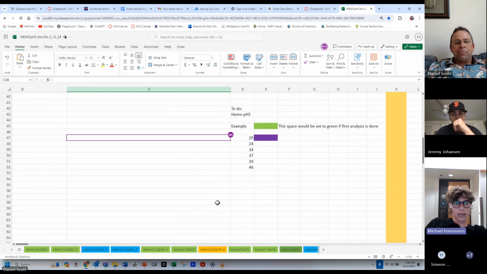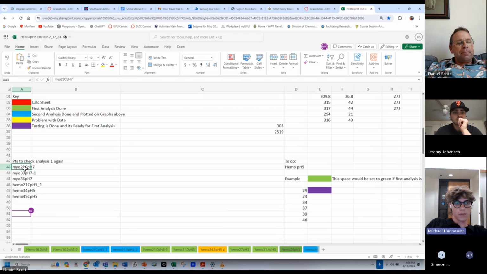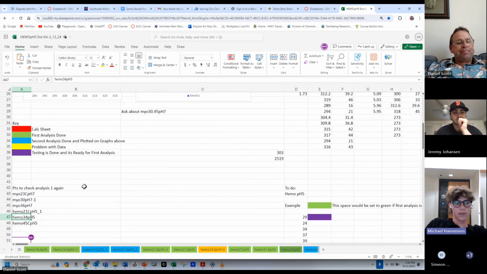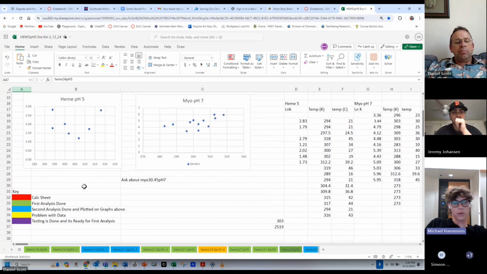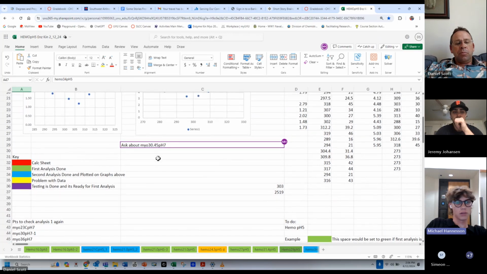And then there's points to check again for analysis one. I figured those out just from the graphs at the top. Some of the points didn't make very much sense. So these are just points to look over at analysis one again, make sure we got the slope correctly. And if not, then we may have to redo those points. That's essentially it. And then I have to ask about Mayo 30.45 because I don't know what to do with that one. That one's just a little weird.